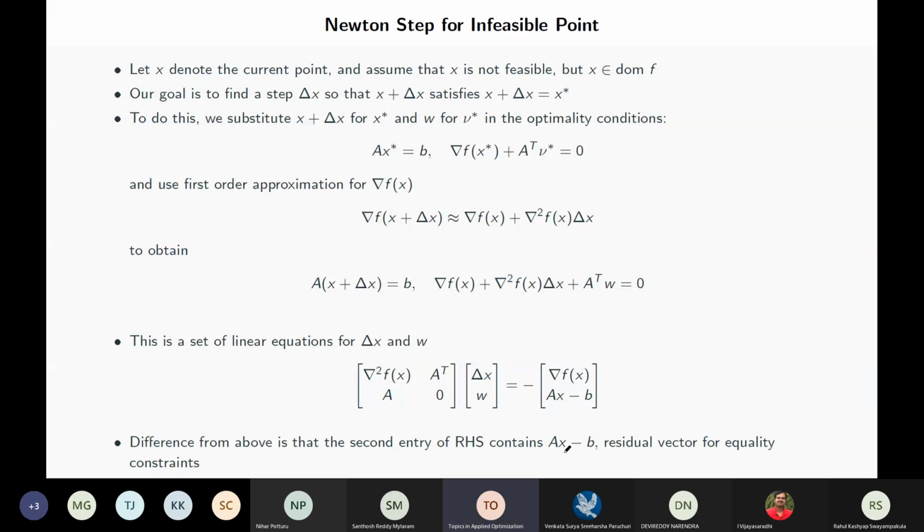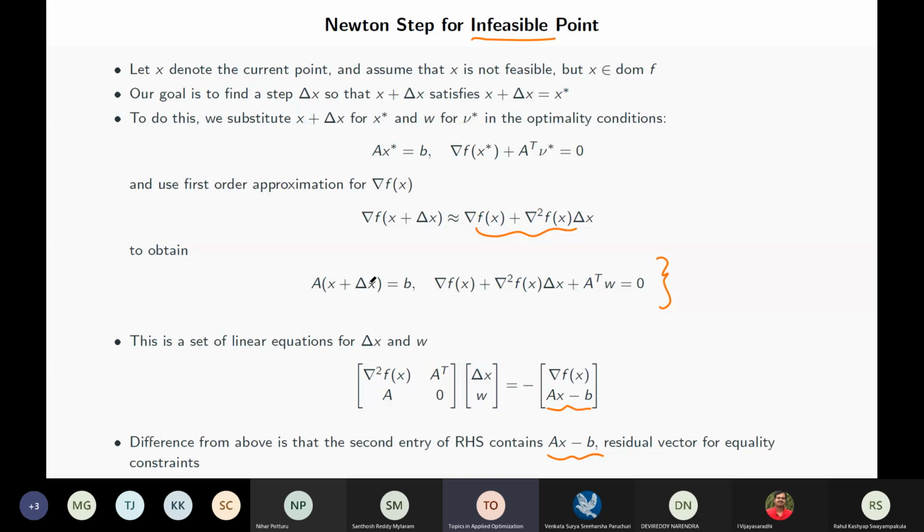So now the difference from the above is the second entry from the RHS. So this entry contains Ax minus b. Okay, that's the residual vector for the equality constraint. So this is what we have, put in this form. Okay, so it's possible to extend a Newton step for the infeasible point via this. So we do an approximation of the grad, and then we maintain this. So that's like we are trying to enforce this.